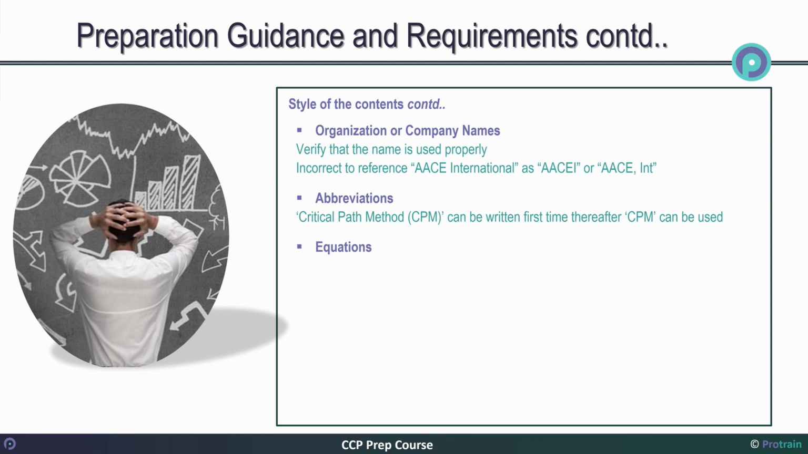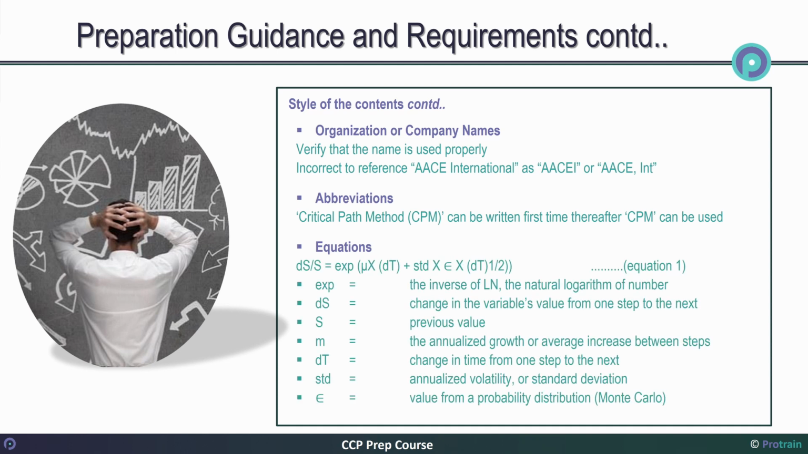Equations. When using an equation as shown in the example below, show the equation and then explain each of the variables from left to right. A unique equation number must be assigned to each equation. A list showing equation numbers and their respective pages can also be added to the table of contents.